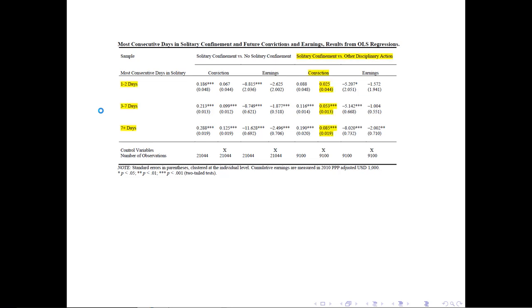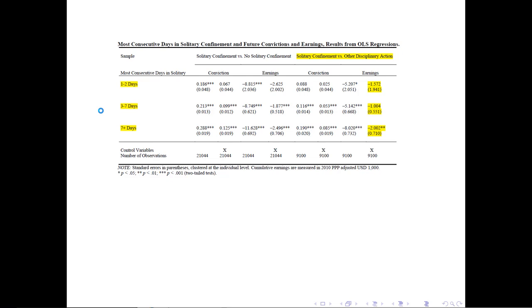So the other thing I want to show you relatively briefly is that we've also broken this down by the number of consecutive days that somebody was in solitary confinement, and that's driven in large part by the literature that suggests that either over 24 consecutive hours or over a week is where you really start to see this serious devolution in terms of mental health. And so here you do see larger effects for 3 to 7 days and 7+ days in terms of the cumulative probability of experiencing a conviction.